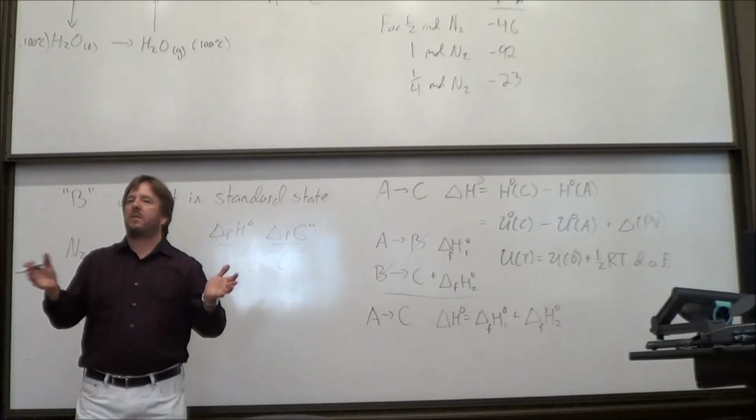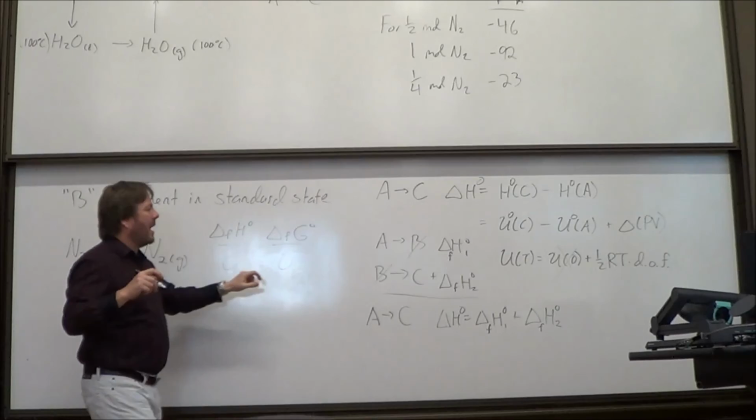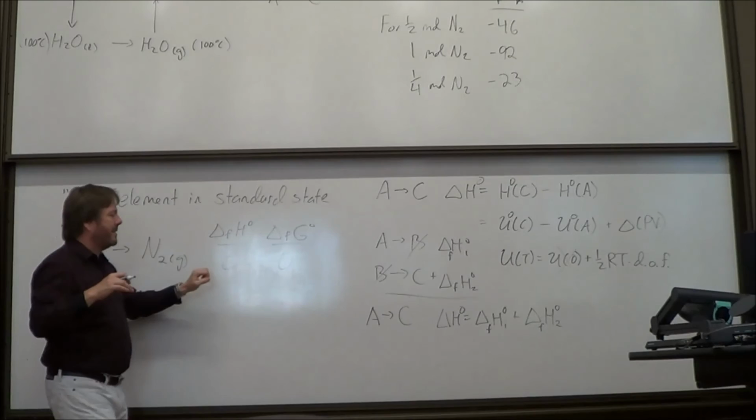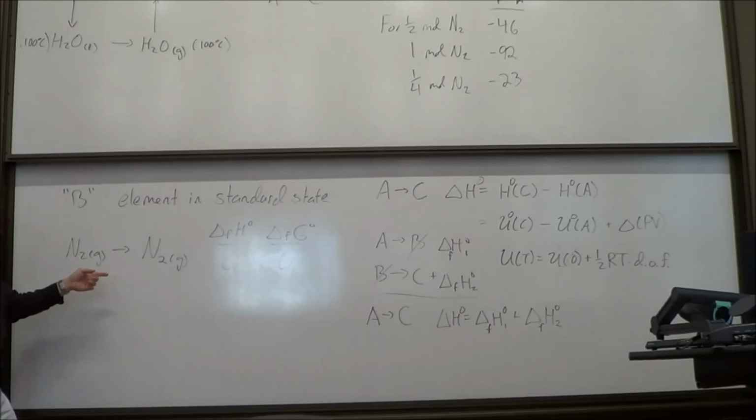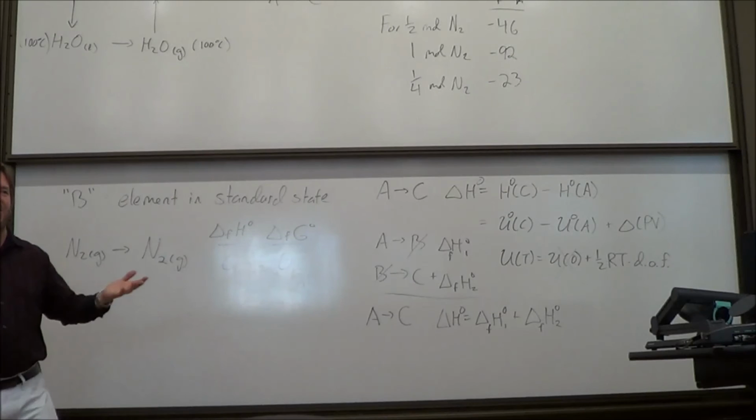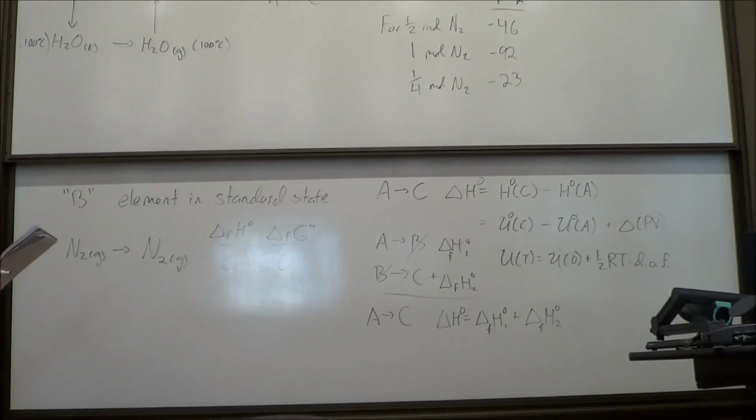What you do is, once you have a reference point, which is STP and elements in their standard states, you just stop there. You just stop with these B's being nitrogen or hydrogen, because you don't need to break those down further, because of what I just showed you here. It's a null reaction. It doesn't take any energy to exist in the way it does.